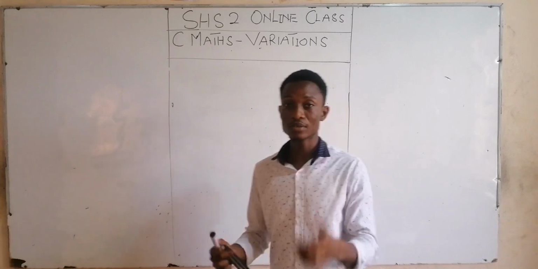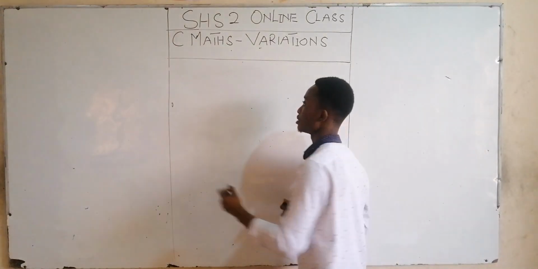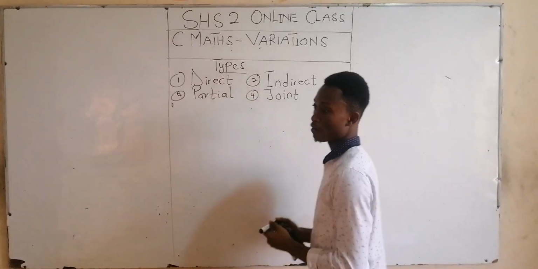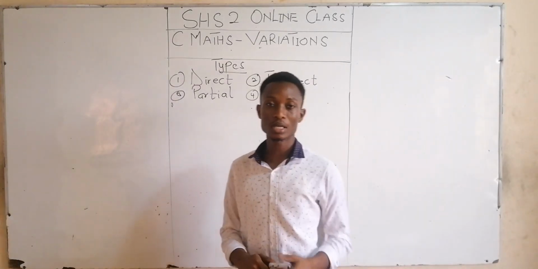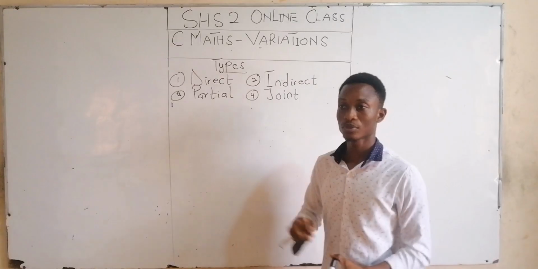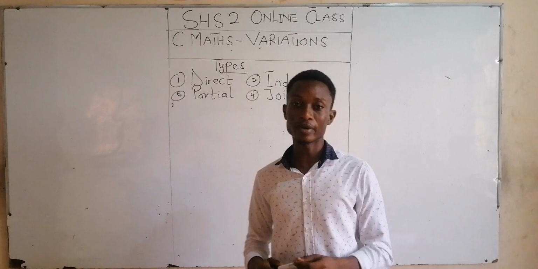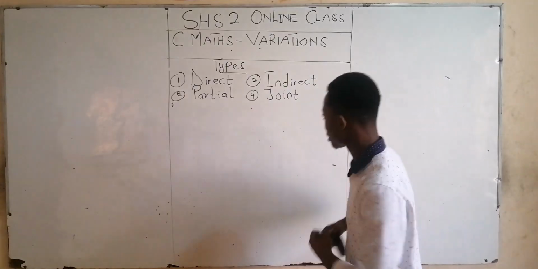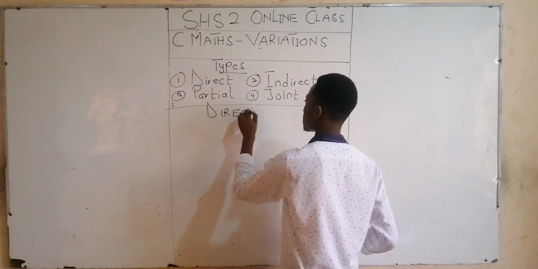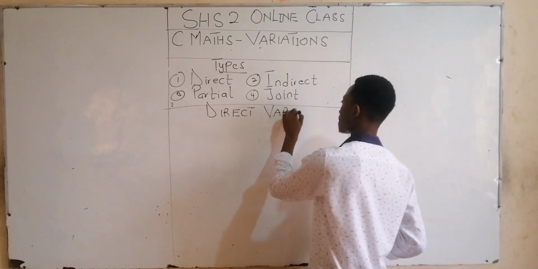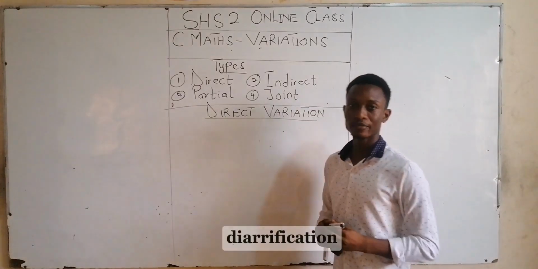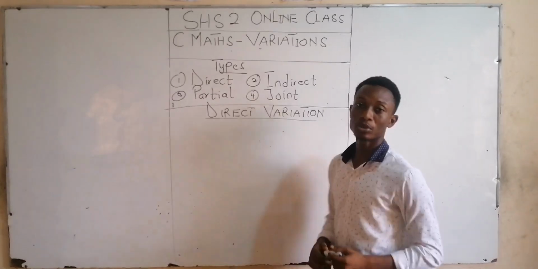Now, let's look at the types of variation. There are 4 types of variation to be treated in the senior high 2 syllabus: direct, indirect, partial, and joint. We'll quickly take direct variation and look at what direct variation is. Direct variation, in other words, direct proportion.